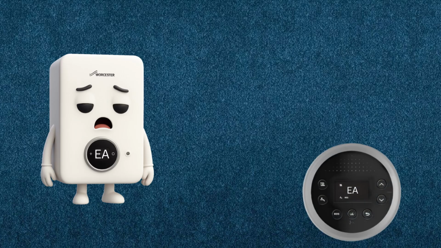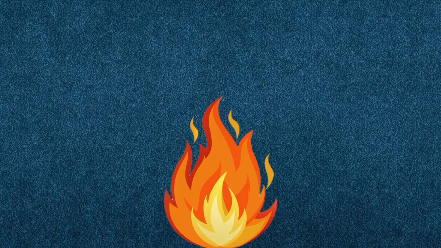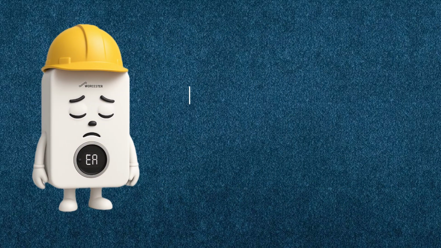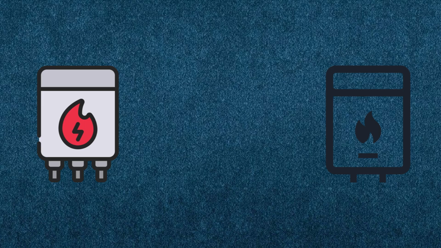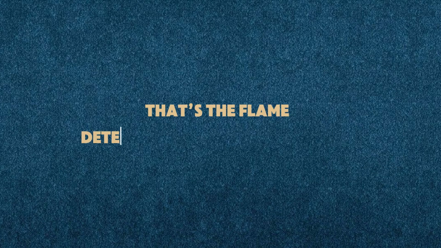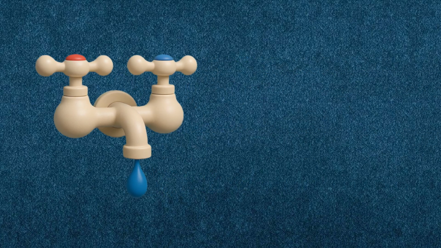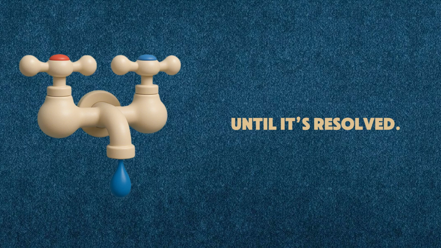When a Worcester Bosch boiler displays the EA error, it's telling you it couldn't detect a flame during the ignition process. The boiler automatically shuts down for safety whenever it can't verify that gas has successfully ignited. You might hear the boiler click or spark as it tries to light, but then it cuts out. That's the flame detection system doing its job. This fault can stop your heating and hot water completely until it's resolved.